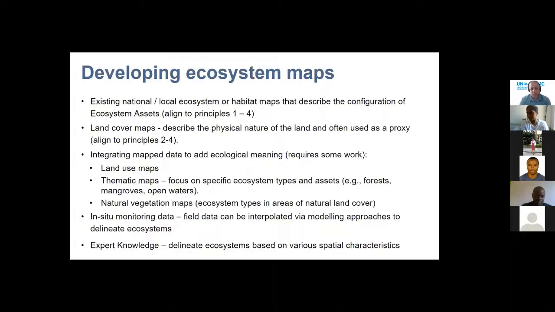Then there's more modelling-based approaches where you can use in situ monitoring data perhaps to interpolate the extent of different ecosystems, or potentially using more expert-based approaches to delineate ecosystems based on various spatial characteristics. But hopefully there is something existing that you can draw from.